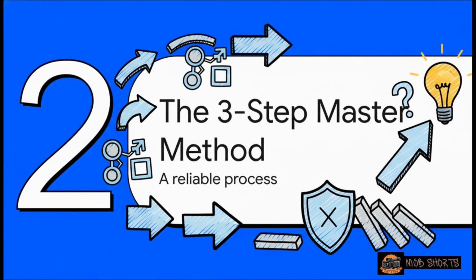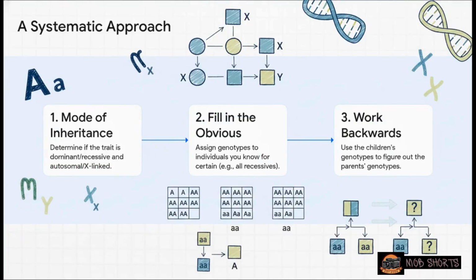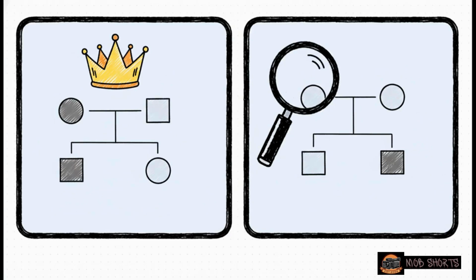All right, now that you speak the language, let's get into our three-step master method. This is the system that's going to stop that domino effect cold. It's a reliable process that guides you straight to the right answer every single time. Here are the steps. 1. Figure out the mode of inheritance. Is it dominant? Recessive? Is it on an autosome or is it X-linked? 2. Fill in the genotypes for the easy ones, the people you know for sure just by looking. And 3, the really clever part, use the kids to work backwards and figure out the parents' genotypes when you're not sure.